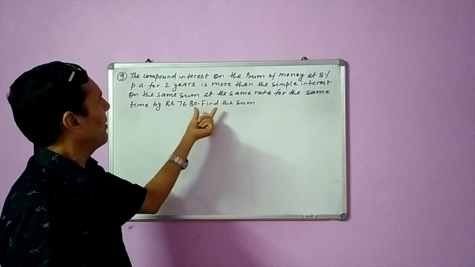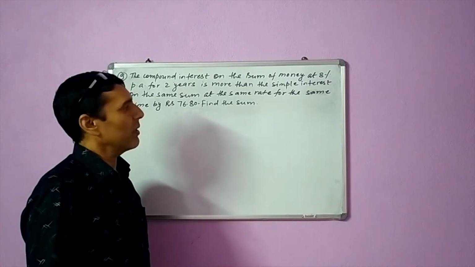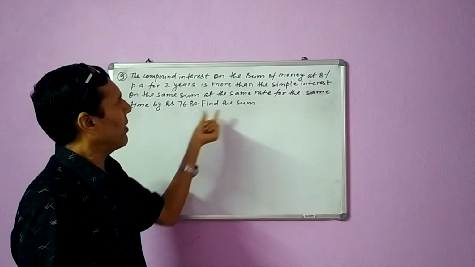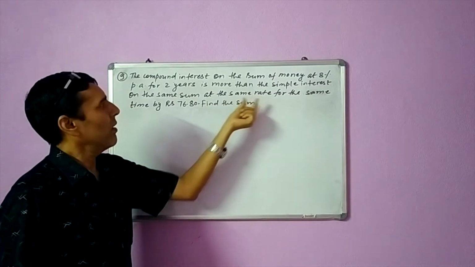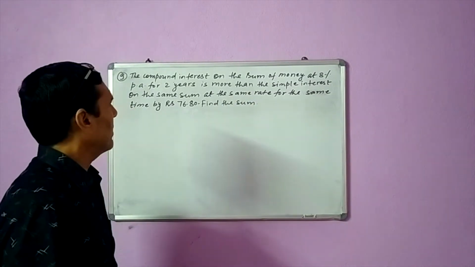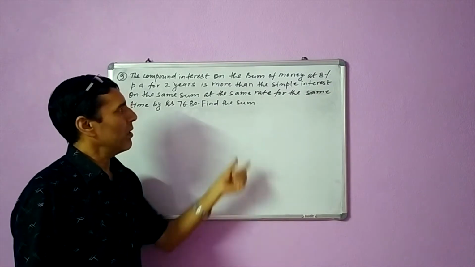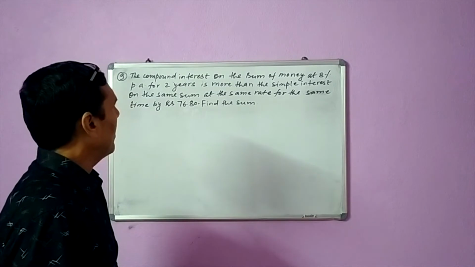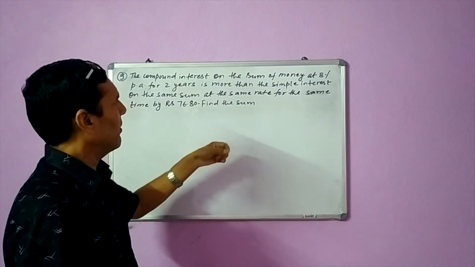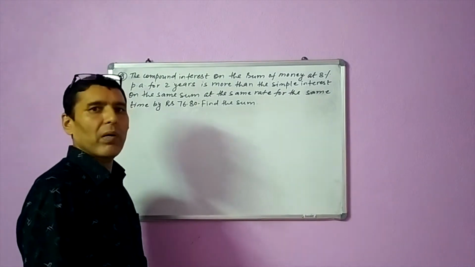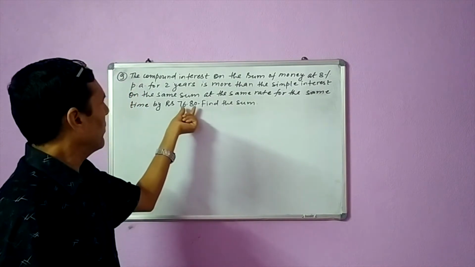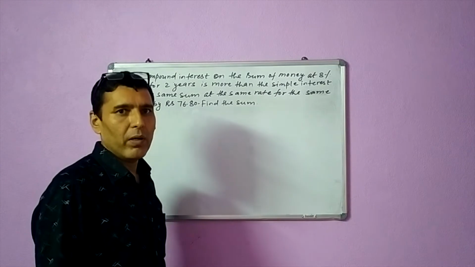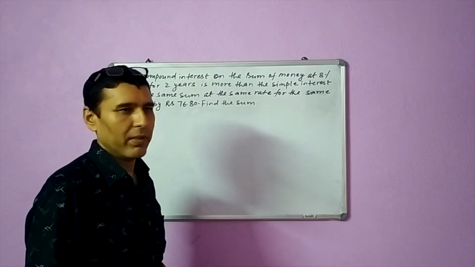So here we suppose the principal as rupees P. We find the compound interest compounded annually as well as simple interest for that principal P, and equating the difference between the compound interest and simple interest with this 76 rupees 80 paisa, we find the value of P, the required principal.